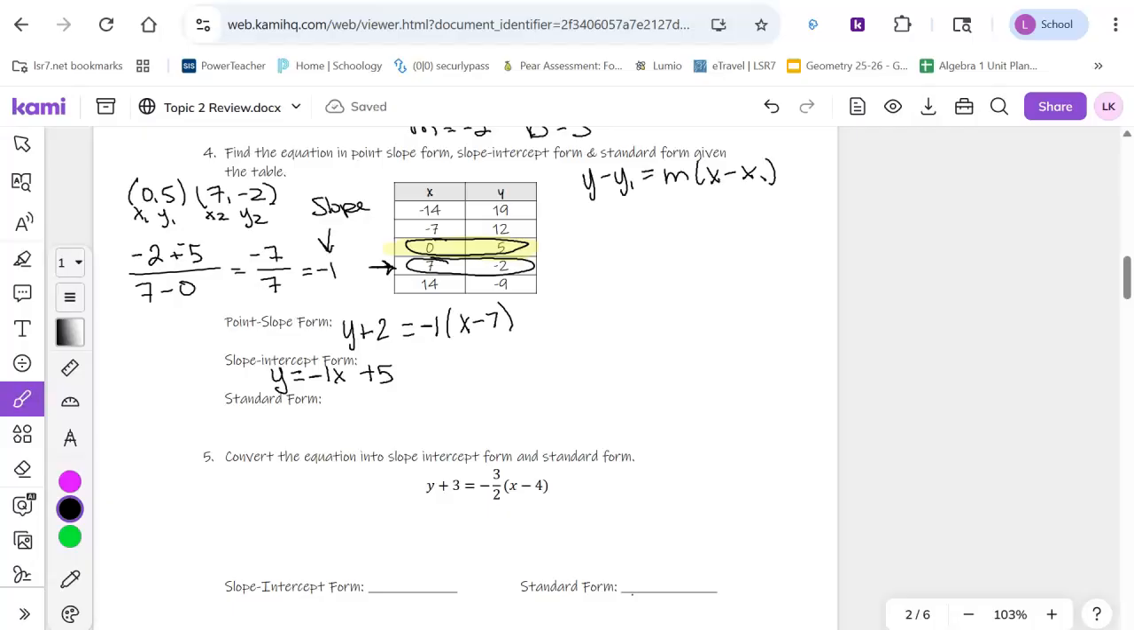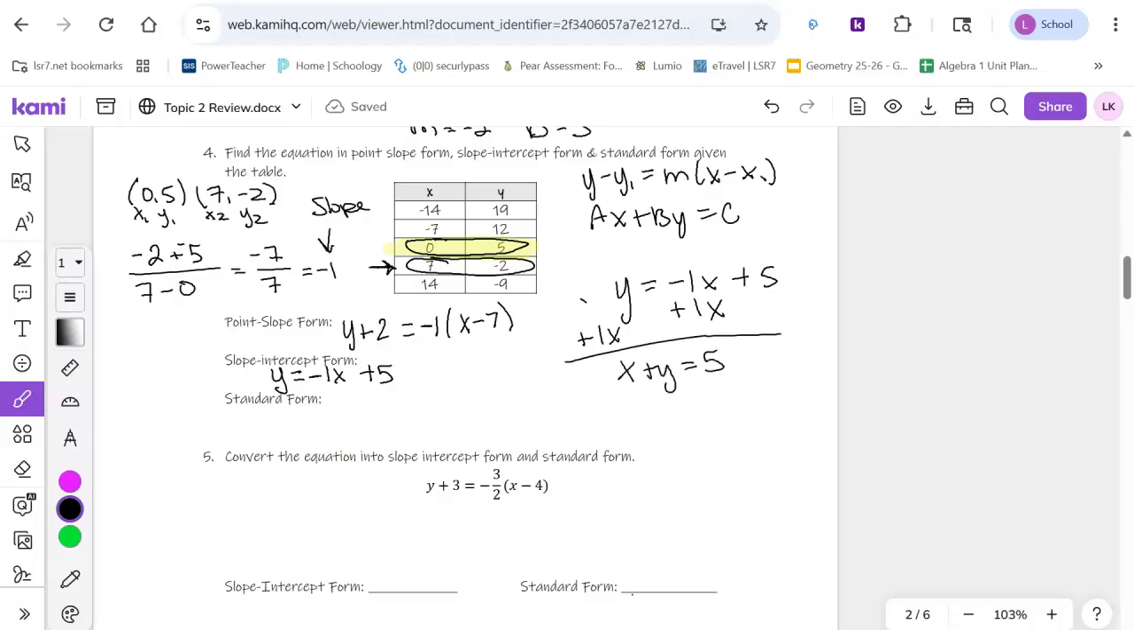Now standard form, I'm going to take my slope-intercept form and move it to standard. Remember, standard is ax plus by equals c. So I'm going to have y equals -1x plus 5. I need to get this x over here. So it's being subtracted, so I'm going to add it. So I'm going to have x plus y equals 5. x plus y equals 5. And that is your standard form.